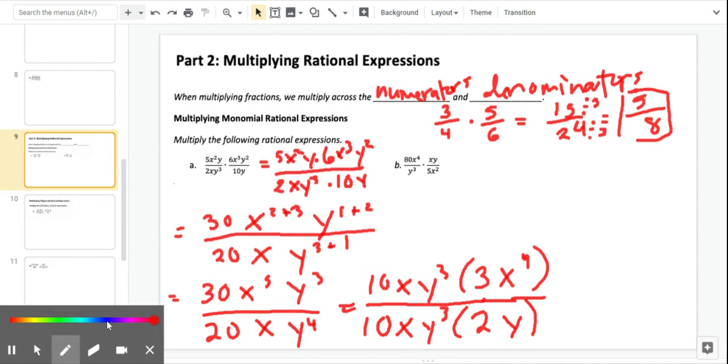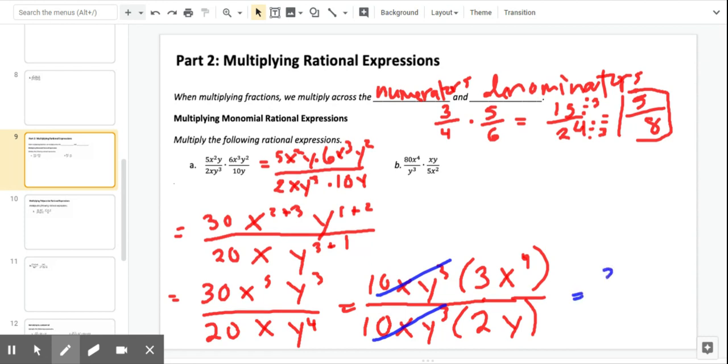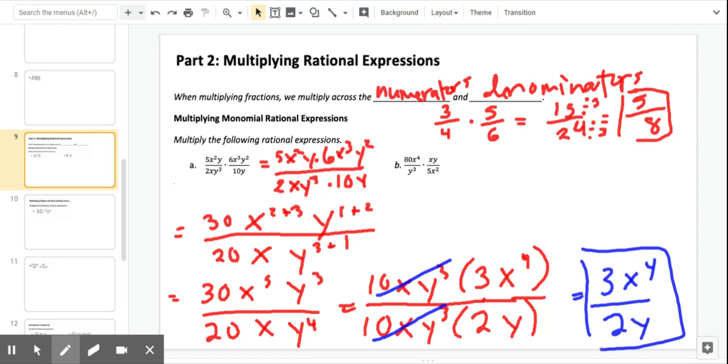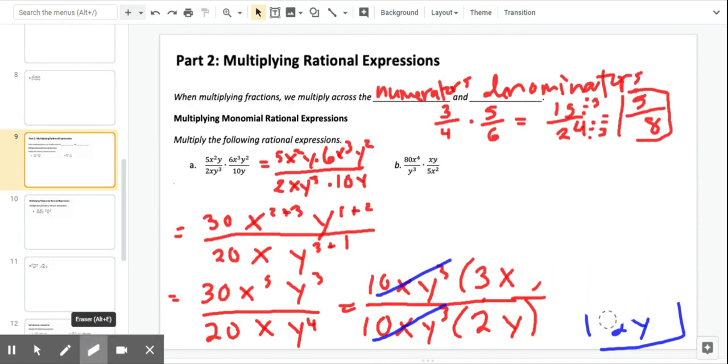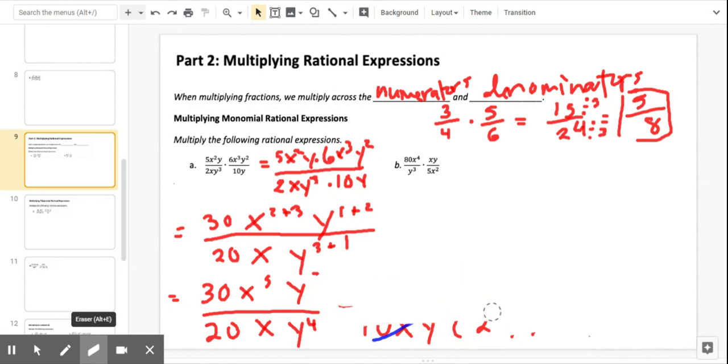The reason we did it this way is that we found a GCF in the top and the bottom, so we can now cross that out, and we're just left with 3x to the fourth over 2y. And that's it. So let's do the next example. If you missed anything on that, you might want to back up in the video and watch it again, to see if you can figure out what you missed.